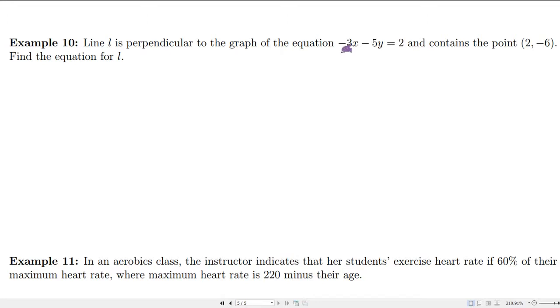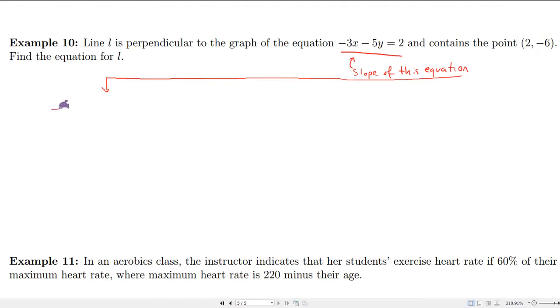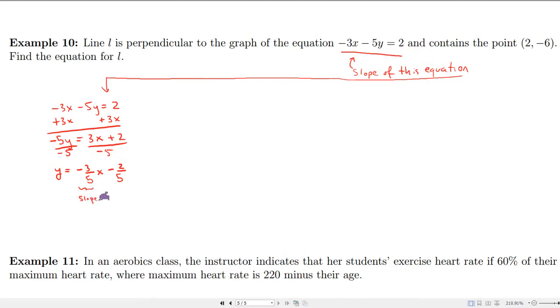So what's the slope of this equation? Let's do that first. Negative 3x minus 5y equals 2. Solve for y: add 3x to both sides, and we have negative 5y is equal to 3x plus 2. Divide both sides by negative 5, and we have y is equal to negative 3 over 5 x minus 2 over 5, right? So this right here is the slope of the line described by that equation.